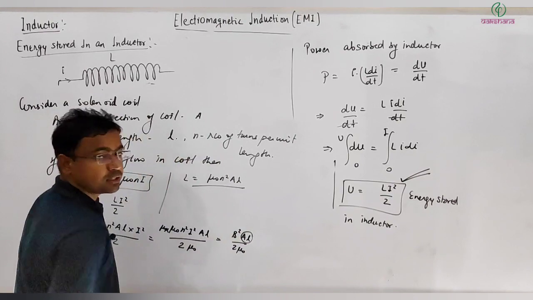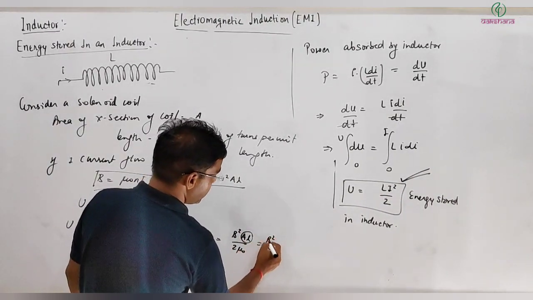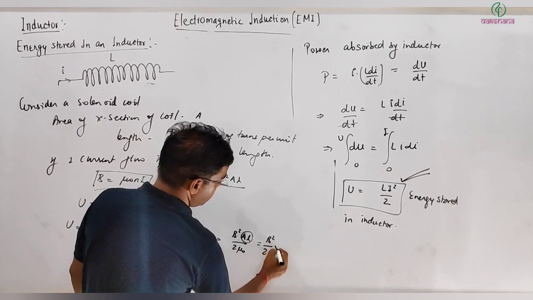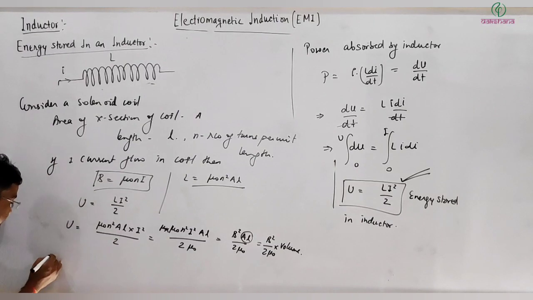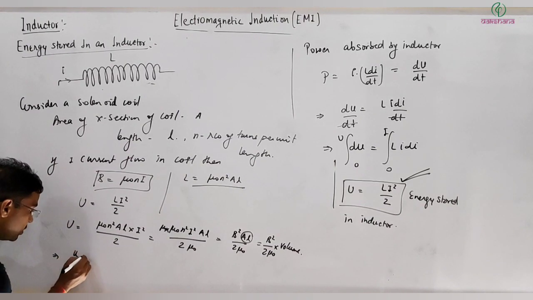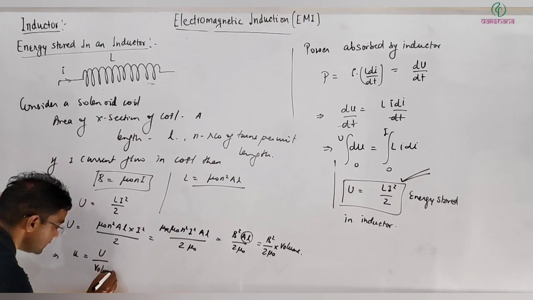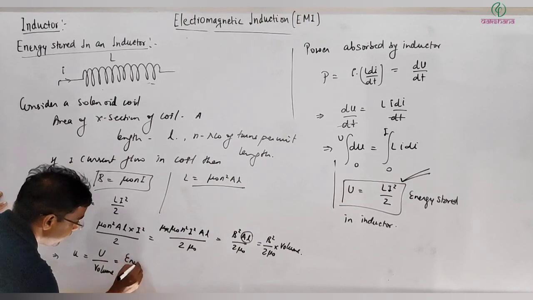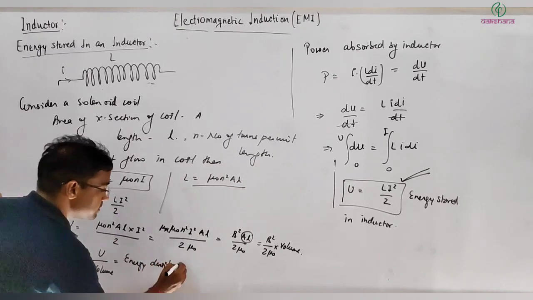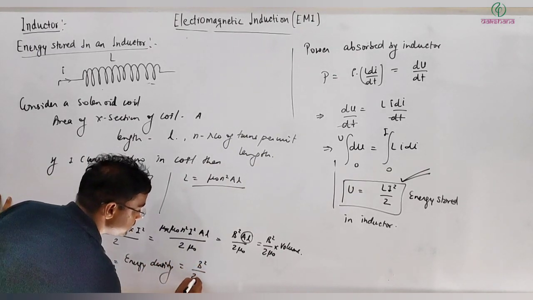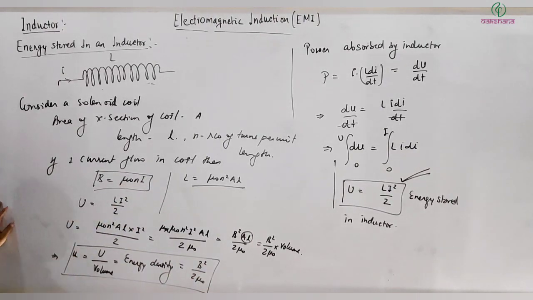And what is this? This is the volume of the coil. So this is B square by 2 mu naught into volume. This implies, if we write small u, that is energy divided by volume, we write energy density, and it comes out to be B square by 2 mu naught. This is also called magnetic energy density.